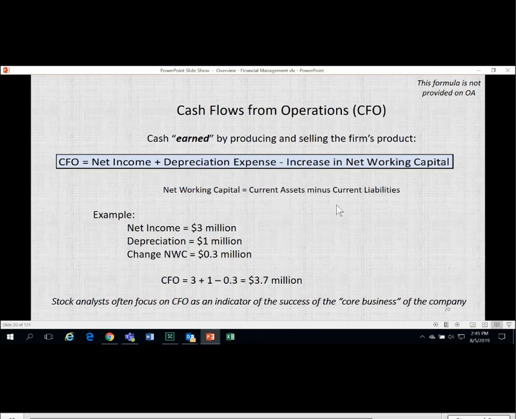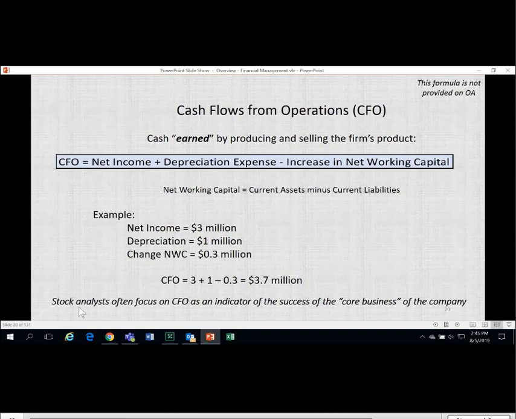Let's look at an example. Net income is 300. Depreciation is $1 million. Net working capital increases by 300,000. So 3 plus 1 minus 0.3, we have cash flow operations of 3.7 million. Now, again, this is like core operations of the firm.